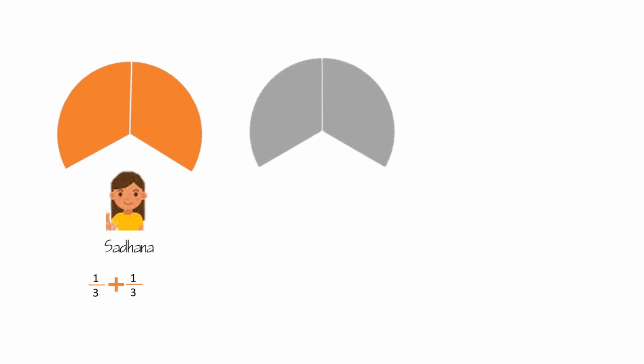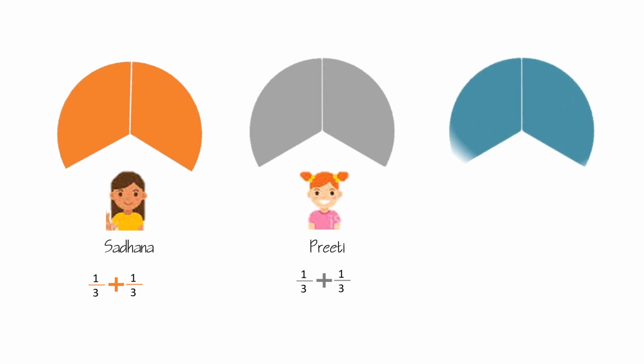Same way, Preeti got 1/3 plus 1/3 and Anushka got 1/3 plus 1/3. So each girl got 2 parts from 2 bhakris.